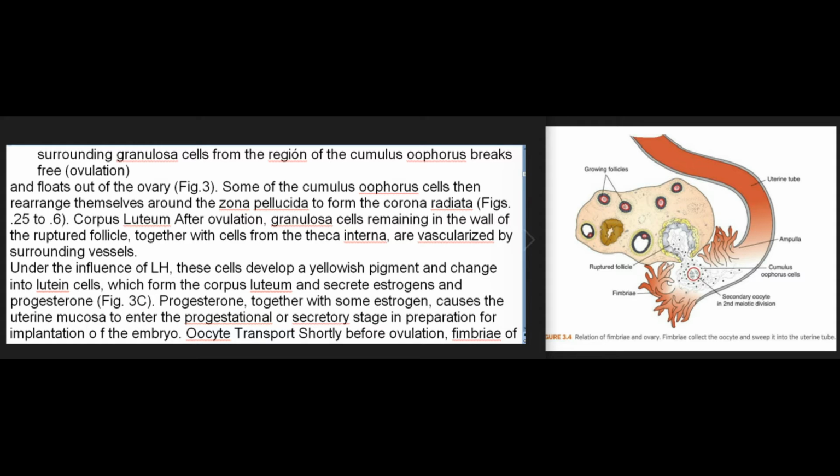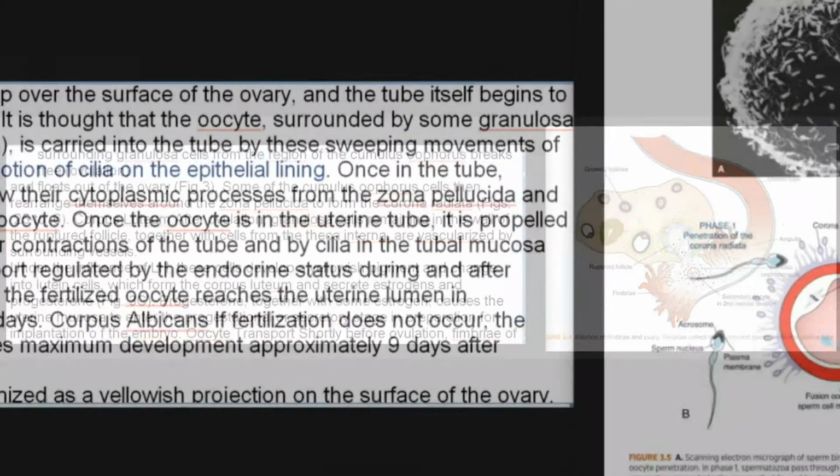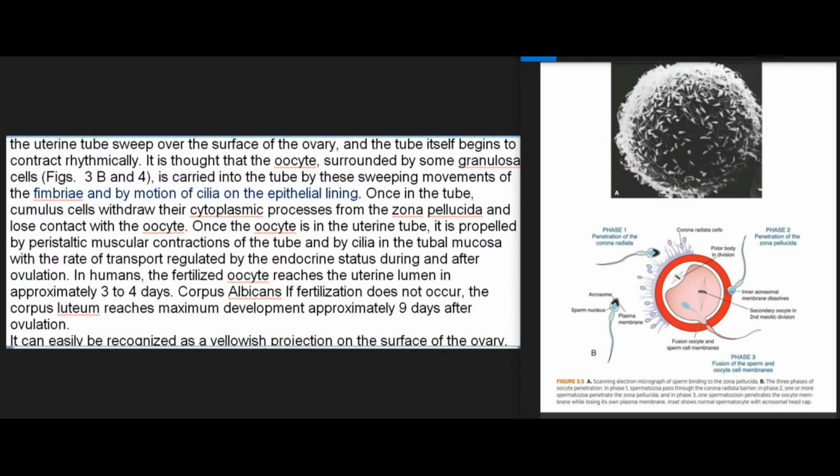Oocyte transport. Shortly before ovulation, fimbriae of the uterine tube sweep over the surface of the ovary, and the tube itself begins to contract rhythmically. It is thought that the oocyte, surrounded by some granulosa cells, Figs 3b and 4, is carried into the tube by these sweeping movements of the fimbriae and by motion of cilia on the epithelial lining. Once in the tube, cumulus cells withdraw their cytoplasmic processes from the zona pellucida and lose contact with the oocyte.